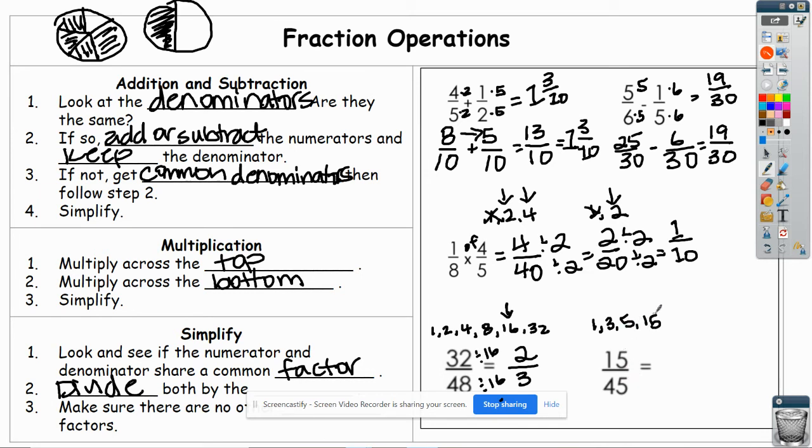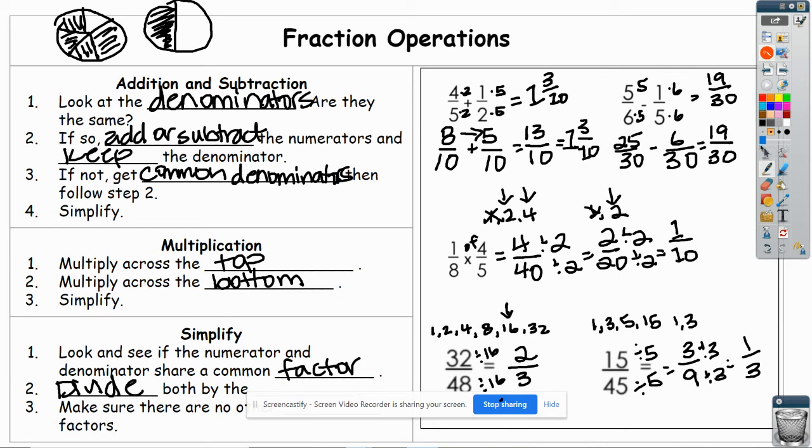So let's say we didn't think about 15 and we just went ahead and divided by 5 on the top and the bottom. We would get 3 over 9. And then we would see that we still have a common factor in our numerator and denominator, which is 3. So we need to divide again by 3. And we would get 1/3. Obviously, if we had divided by 15 to begin with, we would have also gotten 1/3. So those are the fraction operation notes.